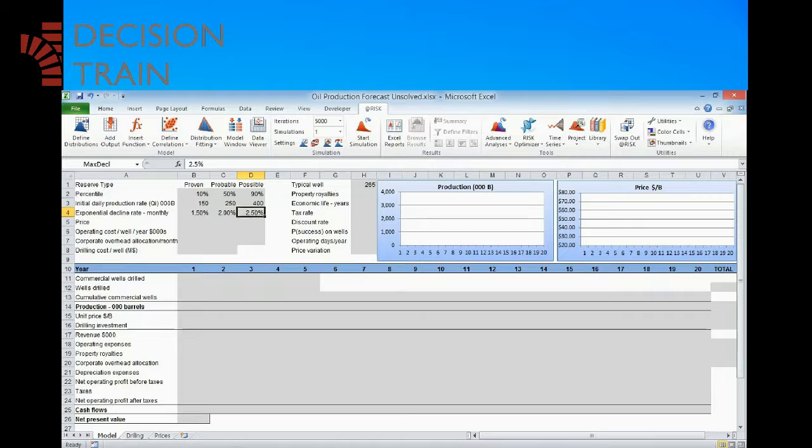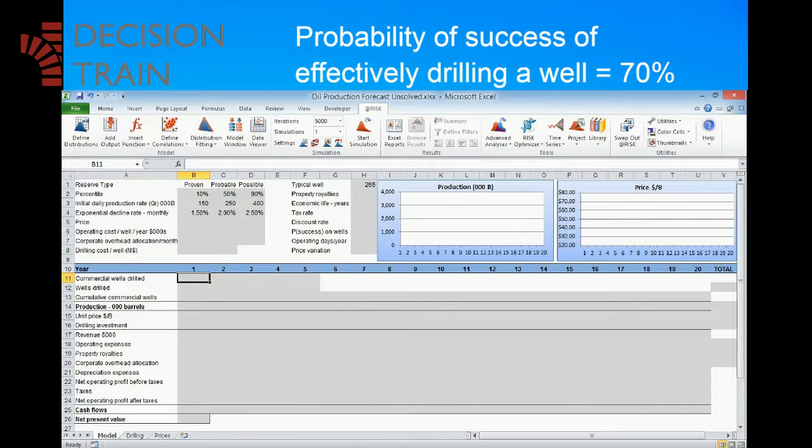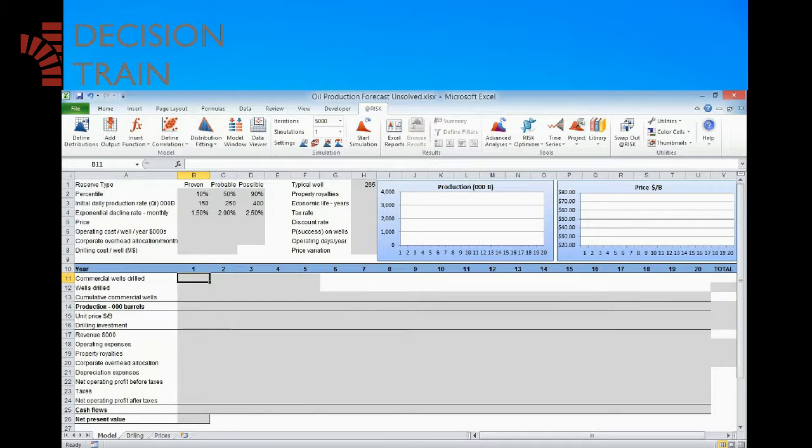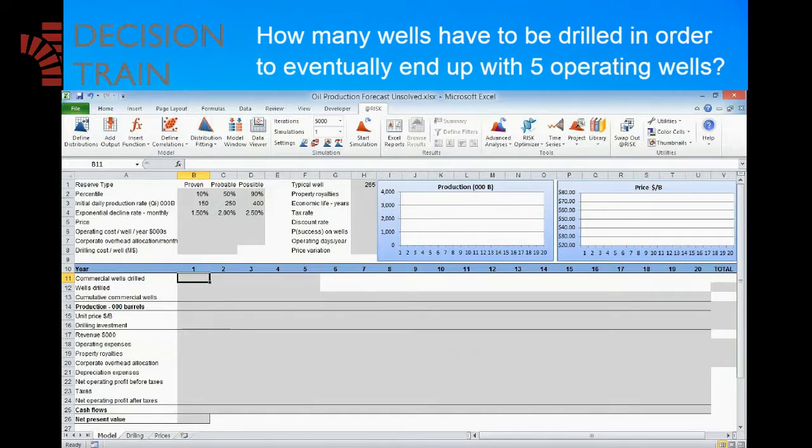The oil company is planning on drilling 5 commercial wells per year during the first 5 years for a total of 25 operating wells. However, the fact that a well is drilled does not guarantee that it will eventually become commercially feasible. In fact, historic drilling information in the region states that the probability of success of effectively drilling a well is 70%. The question here is, probabilistically, how many wells have to be drilled in order to eventually end up with 5 operating wells, given the fact that the probability of success is 70%.